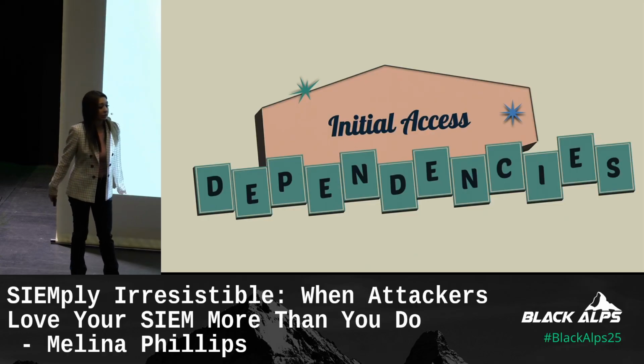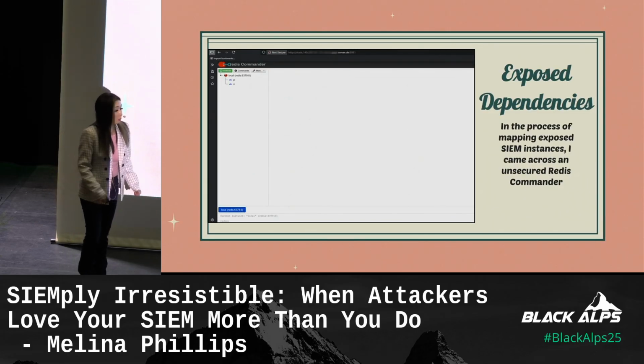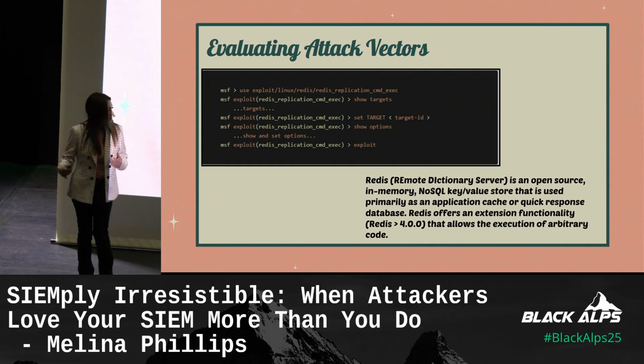Then there's access through dependencies. This is probably the most painful part to talk about. So that's me, I get triggered with my own presentations. Whenever I was doing my research, I noticed that there was an exposed Redis implementation. Redis, remote dictionary server, is an open source in-memory NoSQL key-value store that is used as an application cache, just to quickly respond as a database. Everything is associated from one key to one value, and it's all executed in memory.